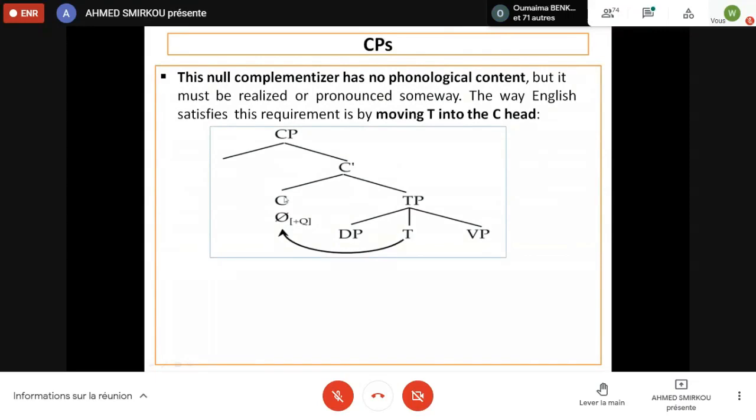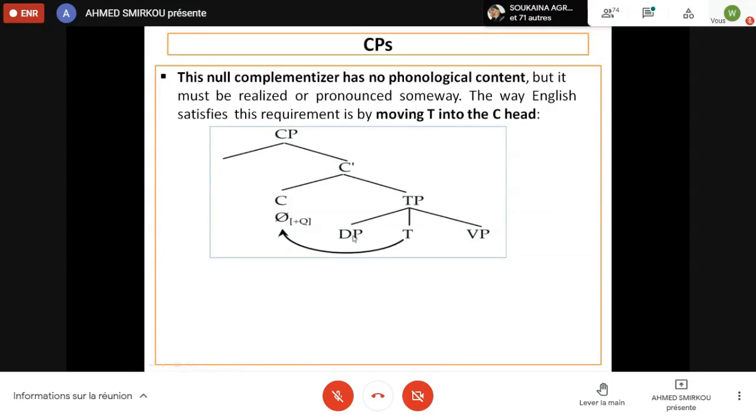So look at this tree here. If we have "if" and we write it down here, there is no need to have subject-aux inversion because the position of C here is already filled with "if". Because if you use subject-aux inversion, it means that you need to move T to C.